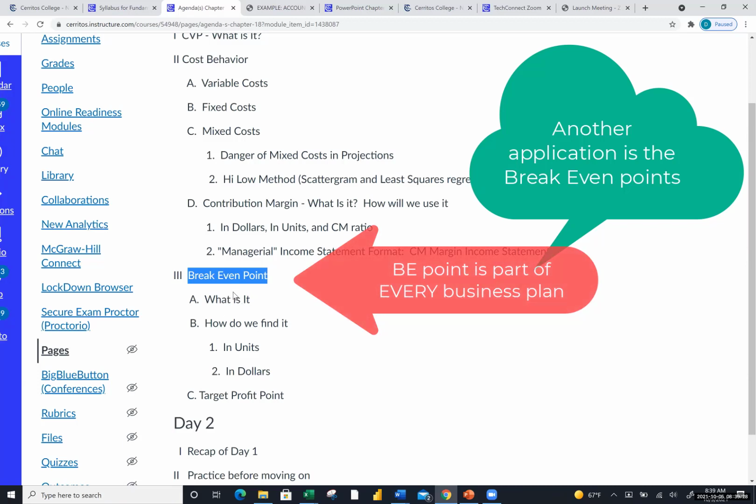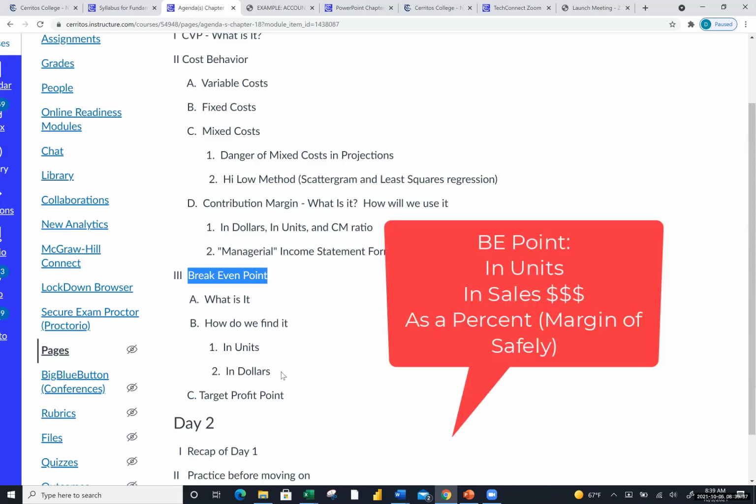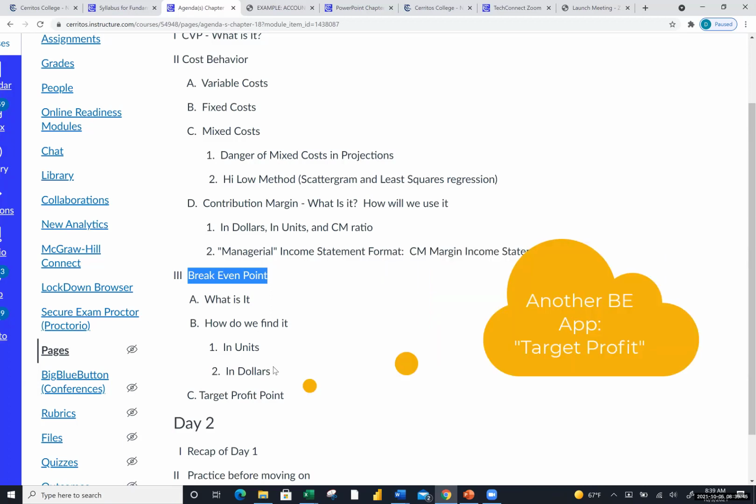We're going to talk about what does it mean? What's a break-even point? How do we find it? And then again, every single time we're asked to do this, I'm going to do it in units and in dollars. And we know that we live in a capitalistic society. And so in our society, we're not just looking to break even, right?